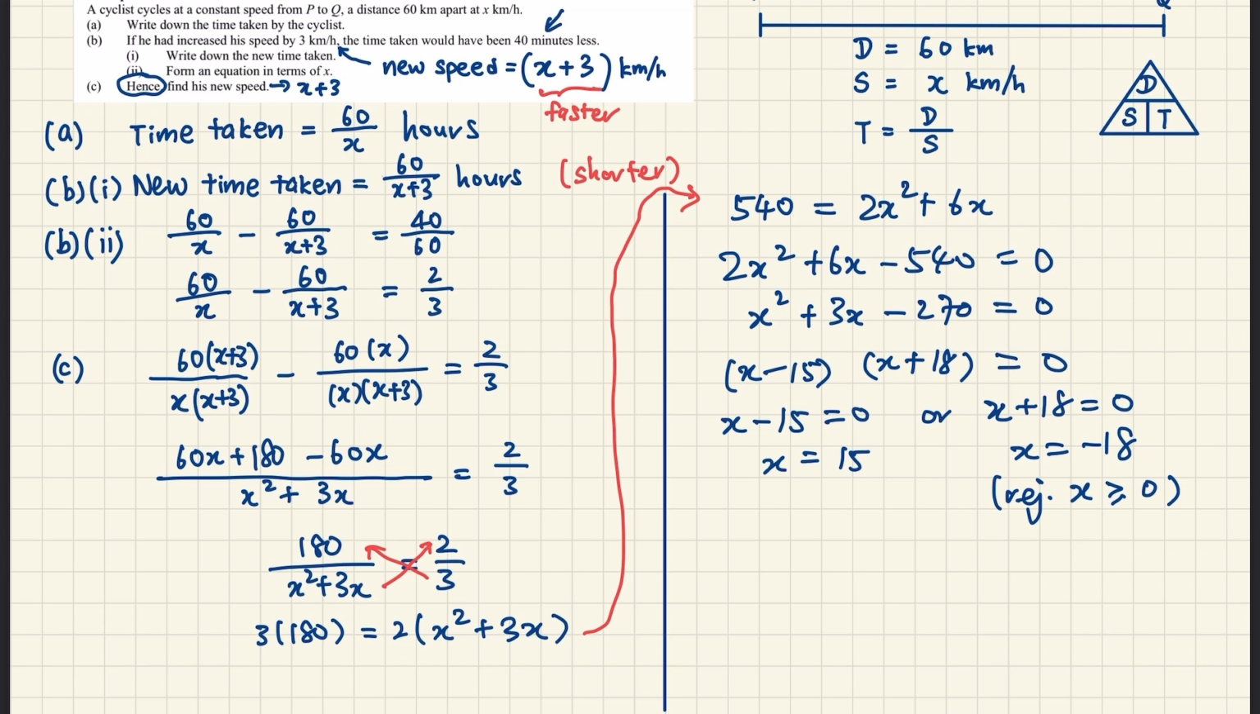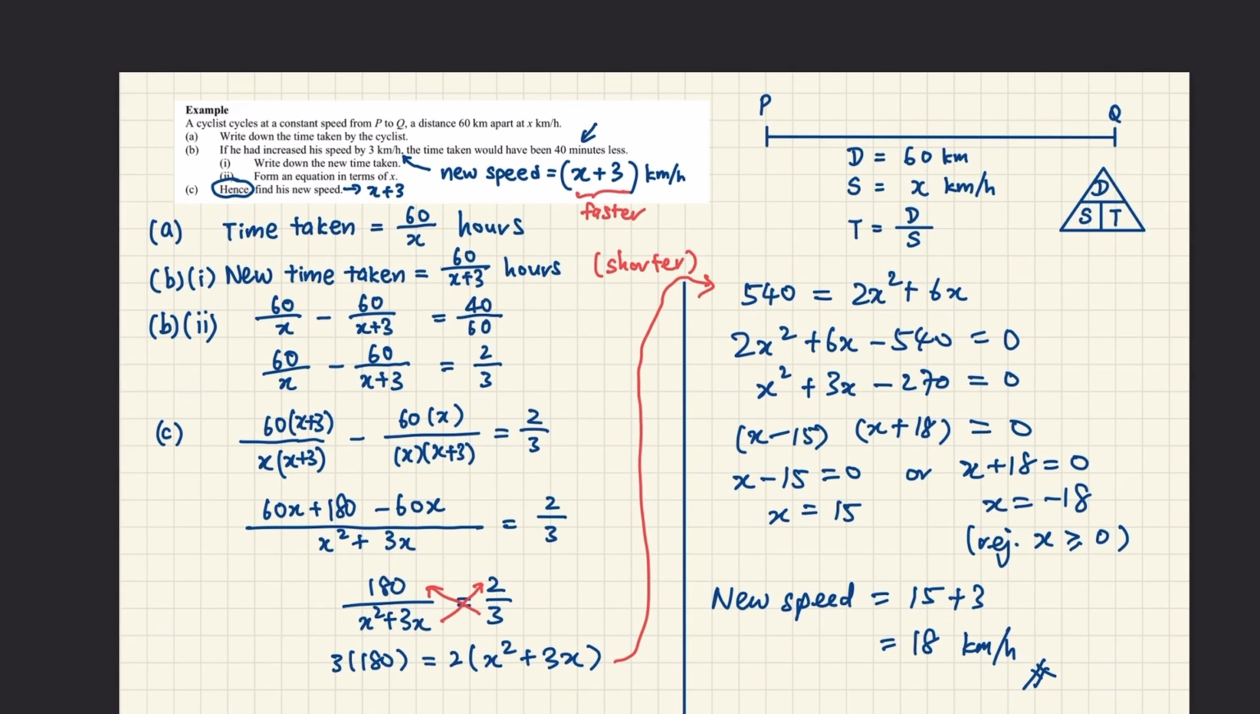So here we have x equals 15 as a solution. However, recall that we are asked to find the new speed, and so new speed equals x plus 3, which is 15 plus 3, and that equals 18 kilometers per hour. And that's it for this example.